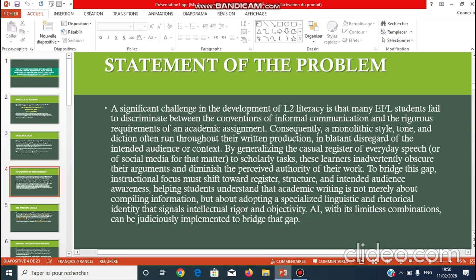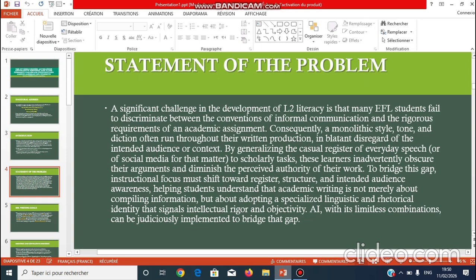By generalizing the casual register of everyday speech, or of social media for that matter, to scholarly tasks, these learners inadvertently obscure their arguments and diminish the perceived authority of the work.